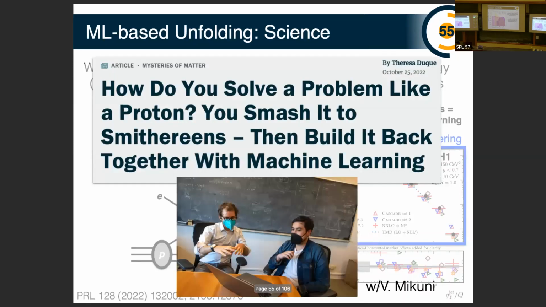And I think we just had a press release about this actually this last week. And I think the science writer at Berkeley Lab said it really well: How do you solve the problem like the proton? You smash it to smithereens, then build it back together with machine learning. That's exactly what we're trying to do. And all the credit goes to my postdoc, Vinny, who's amazing.